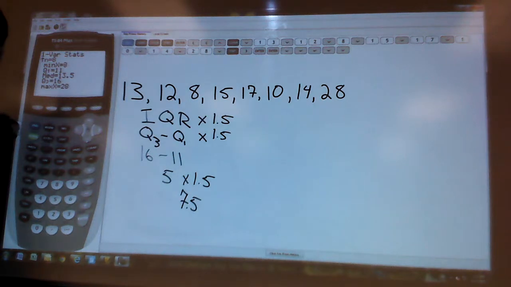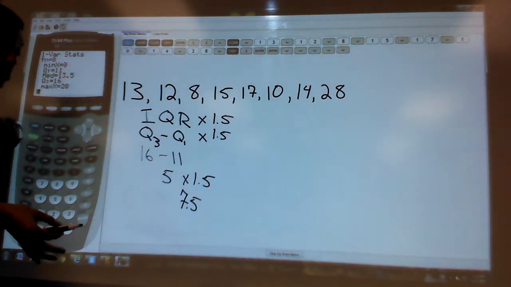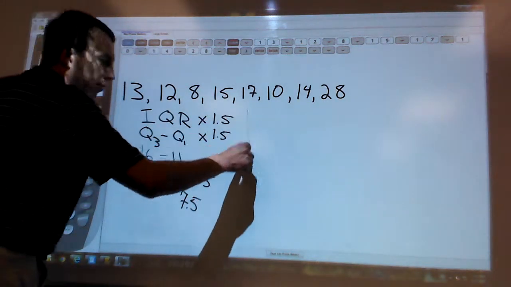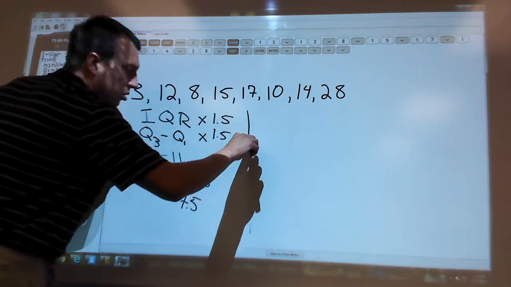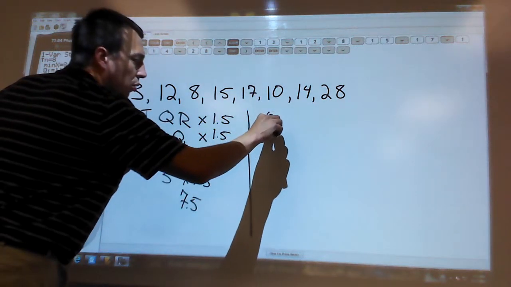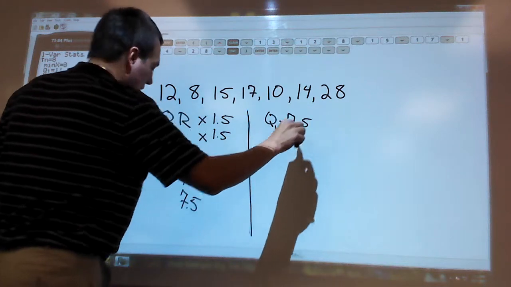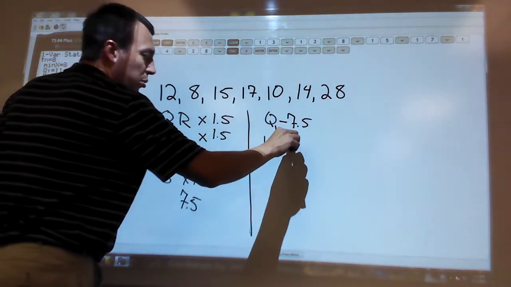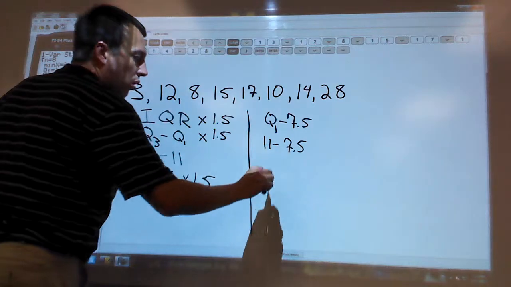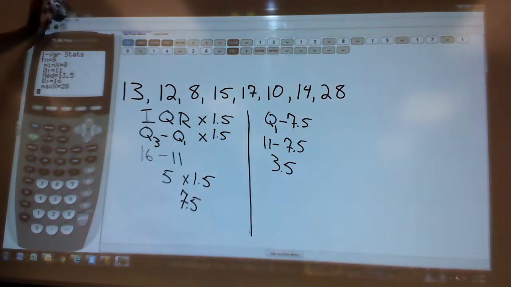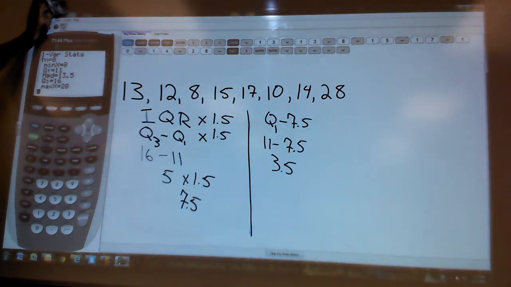I need to check to see if any number is too big or too small. So let's check too small. Too small is quartile 1 minus 7.5. So that is 11 minus 7.5, or 3.5. So we check, is there any number up there that is less than 3.5? There's not. There's not an outlier that's too small.